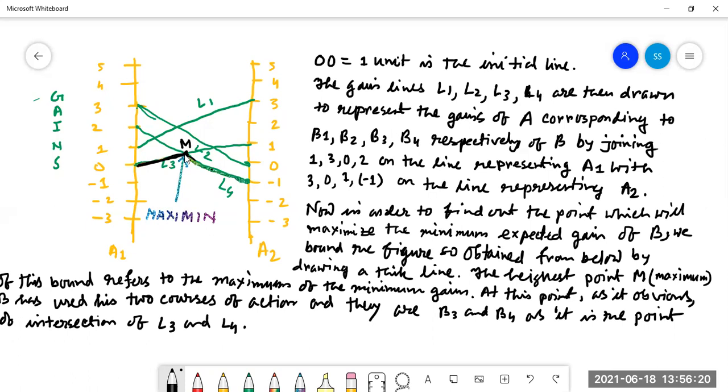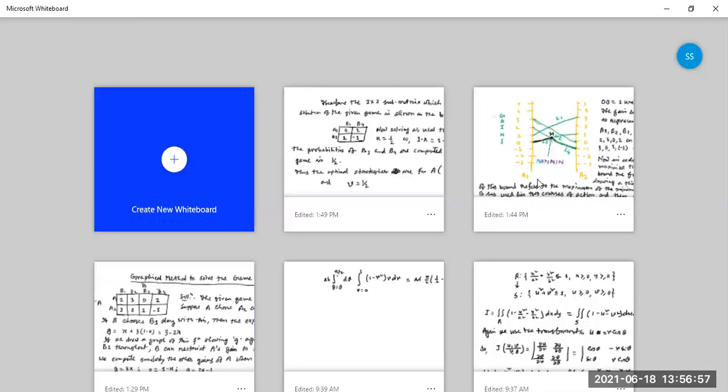L3 means B3 and L4 means B4. L3 is the line which represents the strategy B3 and L4 is the line which represents the strategy B4. So we can say that at this point only B3 and B4 are involved. B1 and B2 remain unchanged, that means they get 0. It is the point of intersection of L3 and L4. Now we go to the next slide.